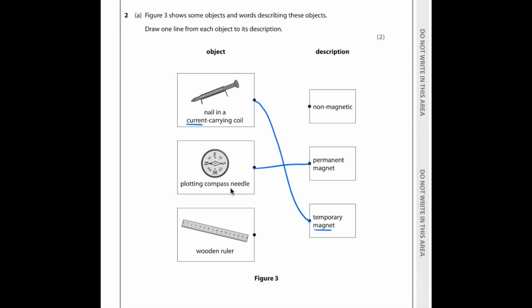You don't want it to become demagnetized while you're out in the fields, otherwise you'll get yourself lost. And a wooden ruler is non-magnetic. Remember, the only magnetic materials you can get are iron, steel, nickel, and cobalt.